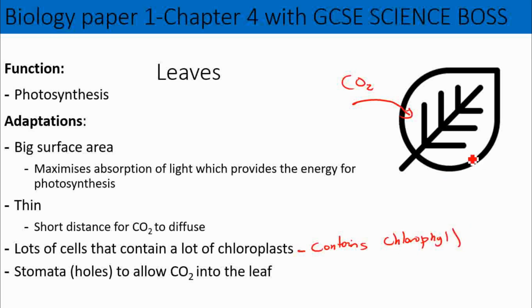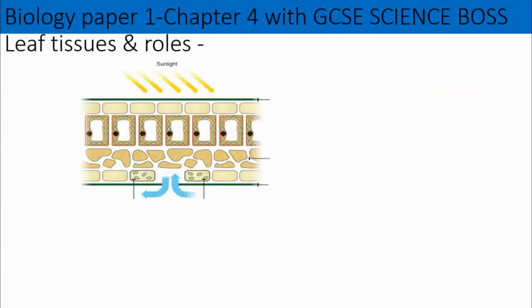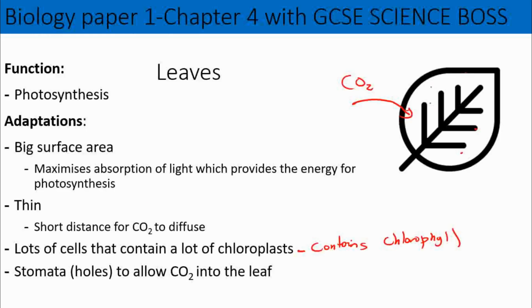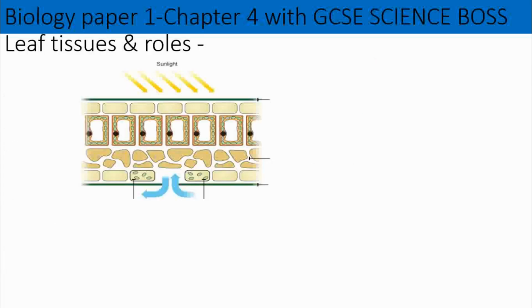All right. And also, there are tiny holes on that leaf, which allows carbon dioxide to move in. Now, if you take a leaf and you cut that leaf like that and place it under the microscope, you need to know the different parts of that structure. So this is a leaf structure looked at under the microscope.